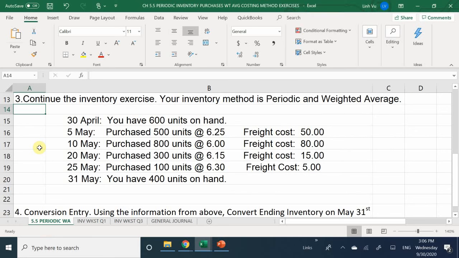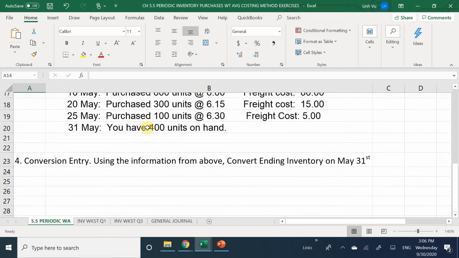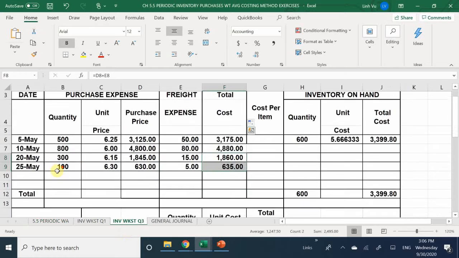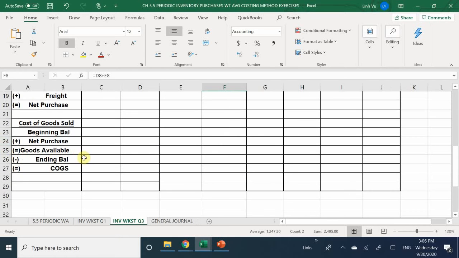Last but not least, we encountered May 31st. What has happened here? We have 400 units on hand. So I have to go to my ending balance on my worksheet and make sure that I have a total of 400 items left available on hand.